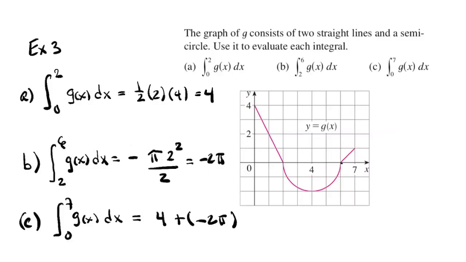I just have to do the integral from 6 to 7, right? Because we covered the integral from 0 to 2, that's our 4. We covered the integral from 2 to 6, that's our minus 2 pi. So we just have to add the integral from 6 to 7. And the integral from 6 to 7 is the area of another triangle. That triangle's height and width are both 1. So that's going to be 1/2 times 1 times 1. And I'll let you calculate out that exact number.